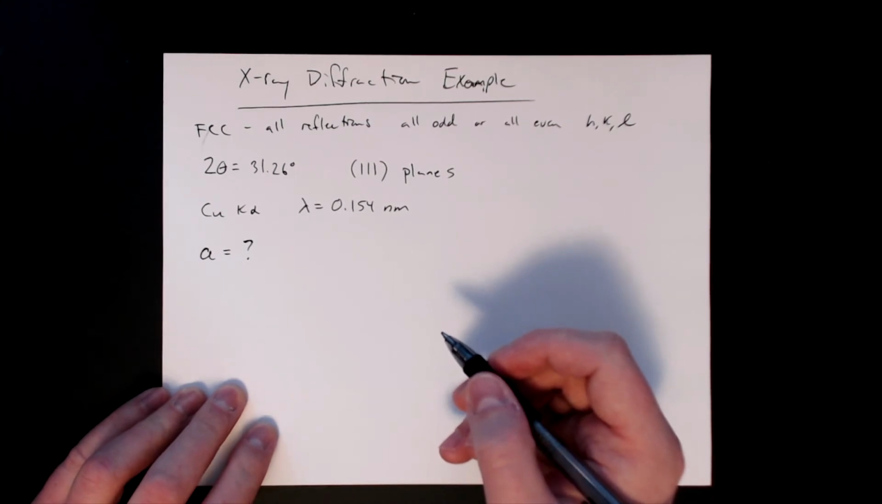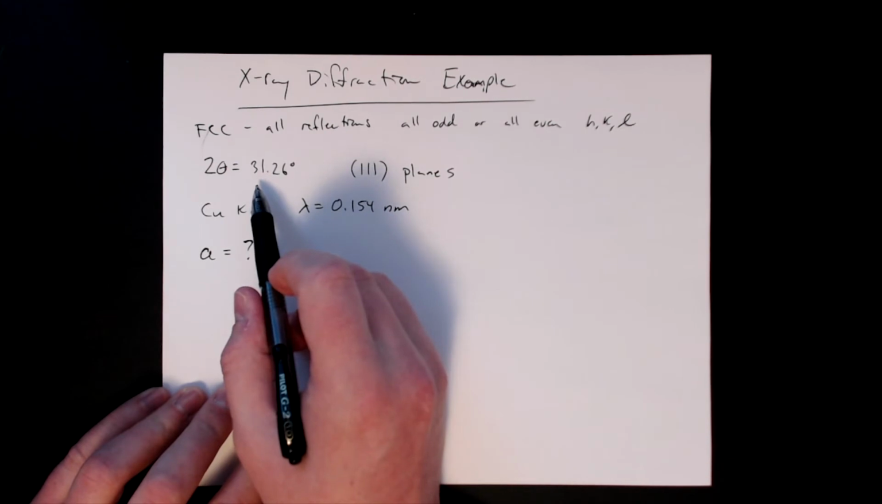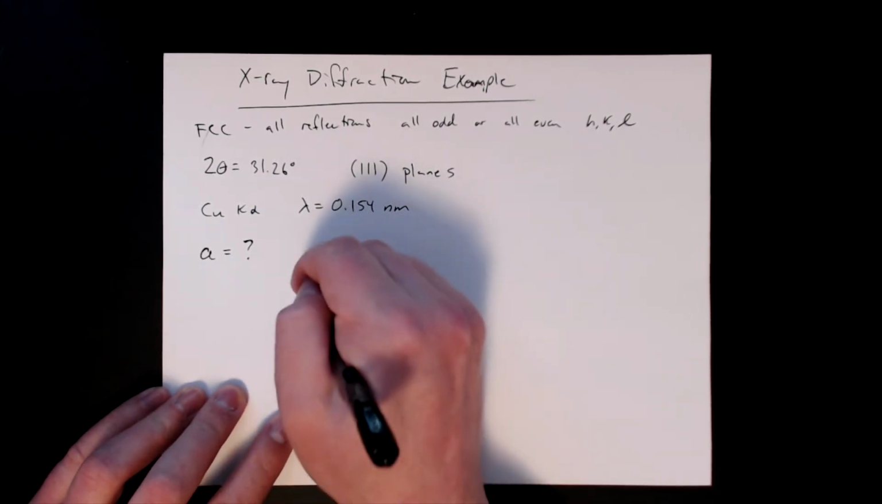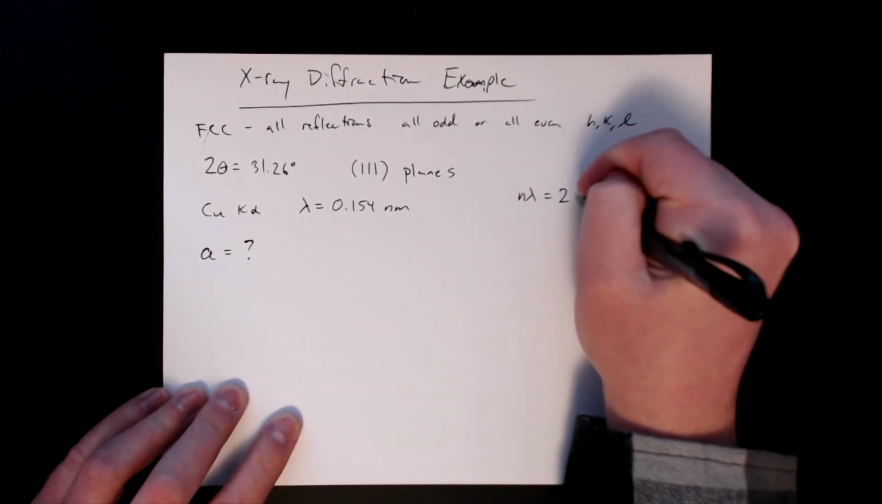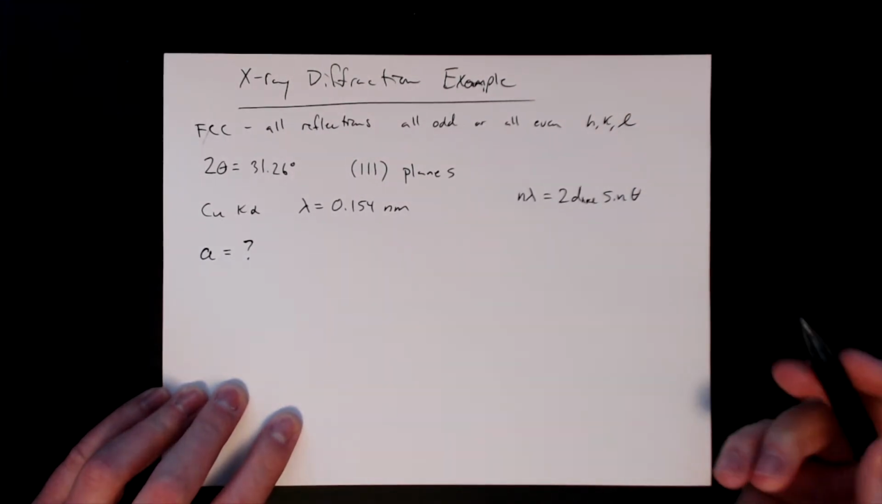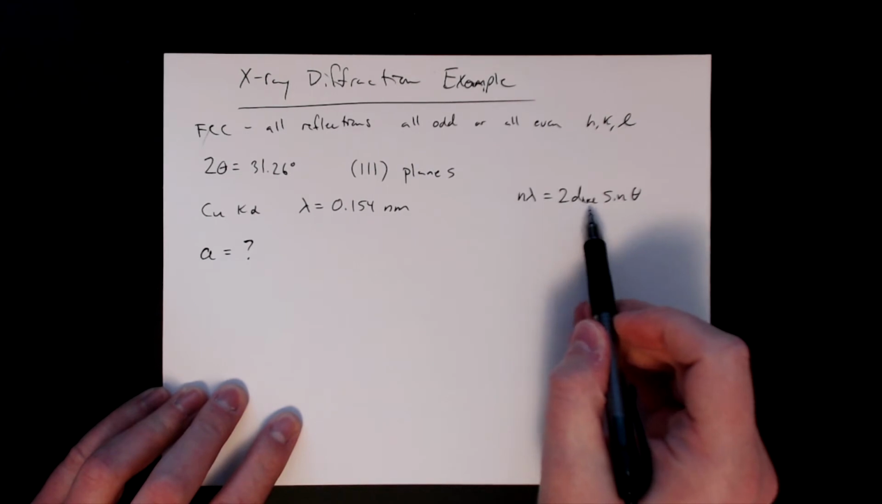All right, so we've got the wavelength, we've got the angle measurement, and so the first thing we're going to do is recall Bragg's law. n lambda equals 2 d_hkl sine theta, right? That's Bragg's law. So if we know the radiation, if we know the angle, we can determine the distance between those planes, d_hkl.